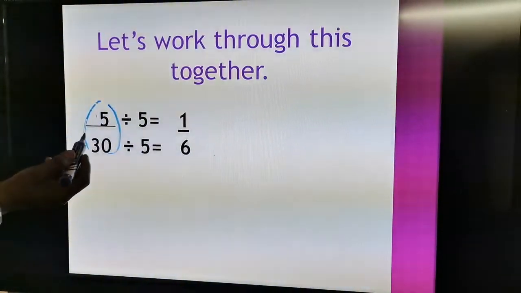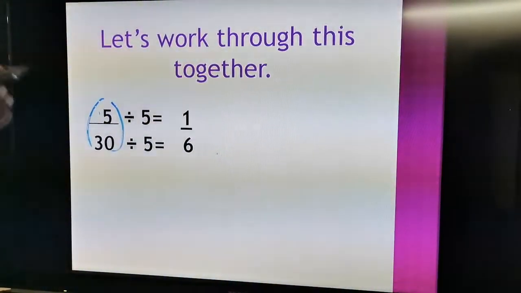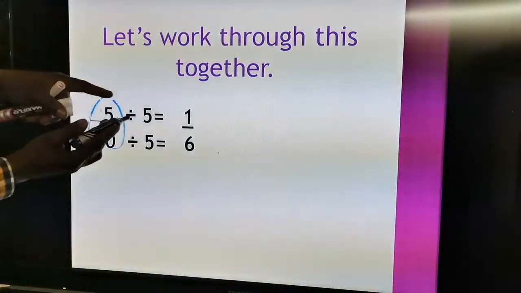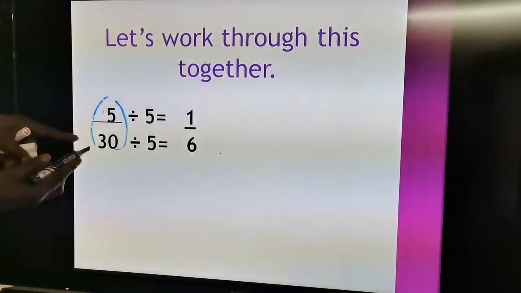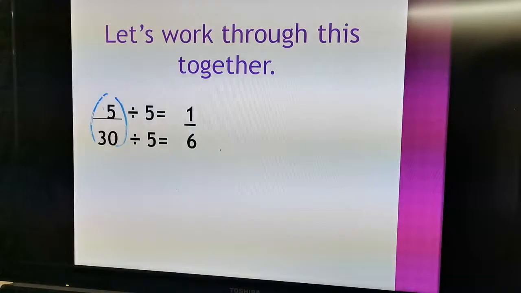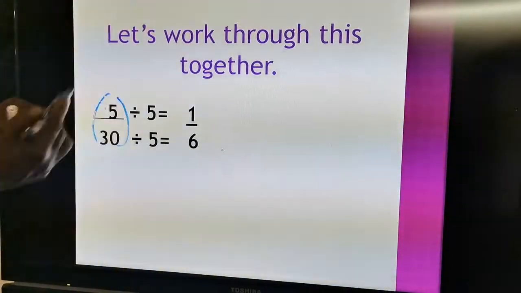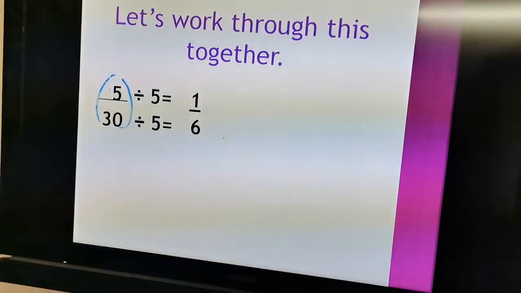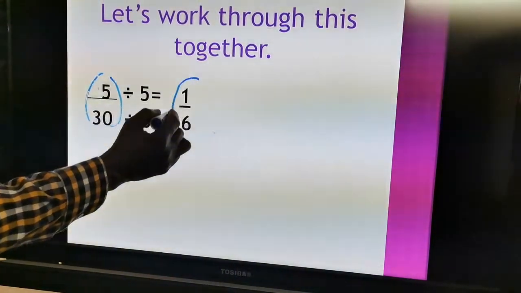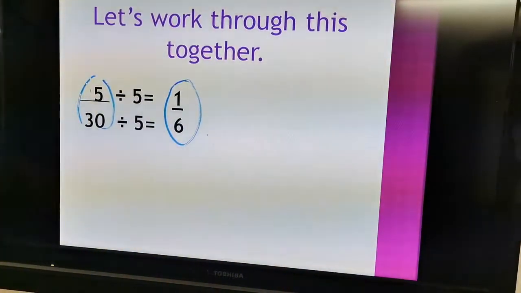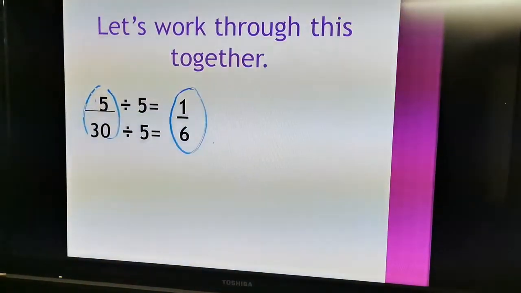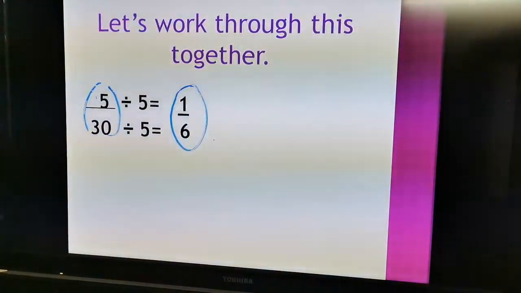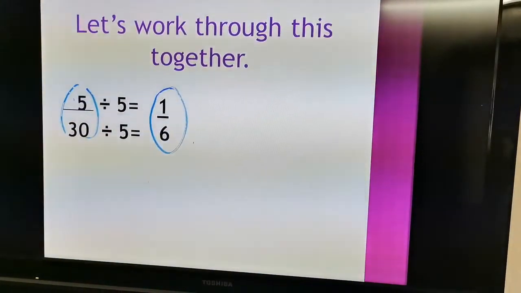But here when we observe, we realize that 5 can divide 30. So we are going to divide the numerator by 5 and divide the denominator by 5. 5 divided by 5 is 1, and 30 divided by 5 will give us 6. So our answer is 1 over 6. When we simplify 5 over 30, we will get 1 over 6. Let's look at the next one.